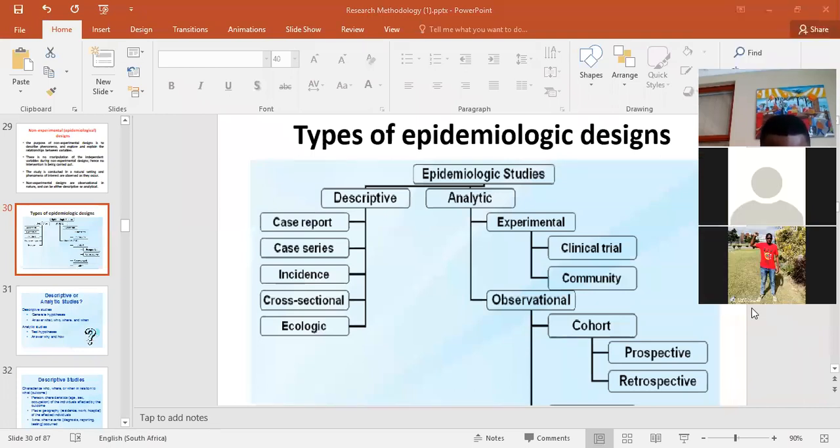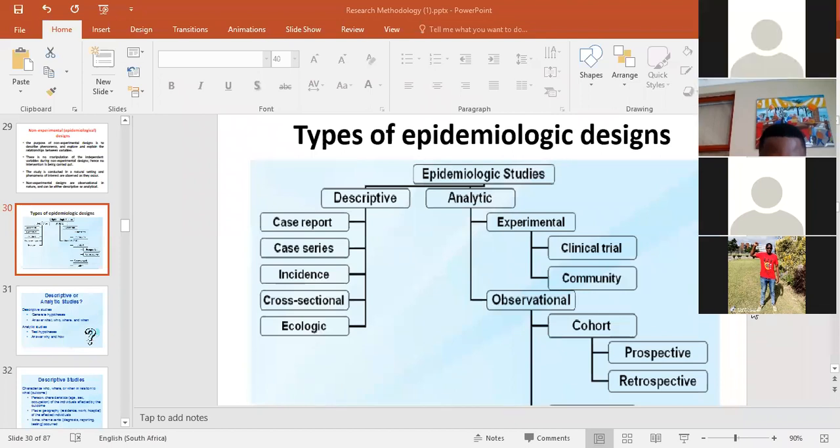Yakusu, can you unmute yourself? Yes, go ahead. Difference between descriptive and analytic studies. We lost Yakusu. Anyone else?